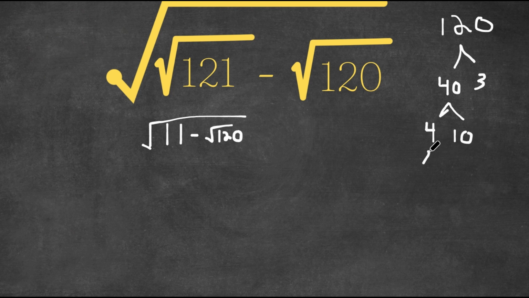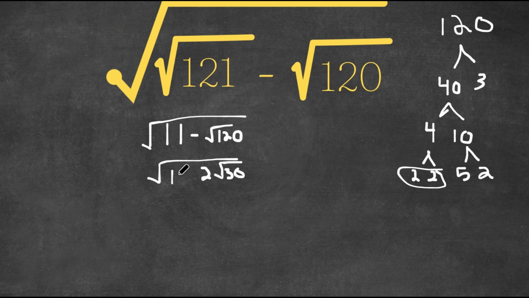So 4 can be simplified into 2 and 2, and these two are a pair, and both of them are prime. And 10 can be simplified into 5 and 2. So now we have 3 numbers that are left alone, that are prime, and we have 1 pair. So the pair goes on the outside, so we have 2 root, and now we multiply these left alone numbers. So 5 times 2 is 10, and 10 times 3 is 30. So we have 2 root 30. So we have the square root of 11 minus 2 root 30.